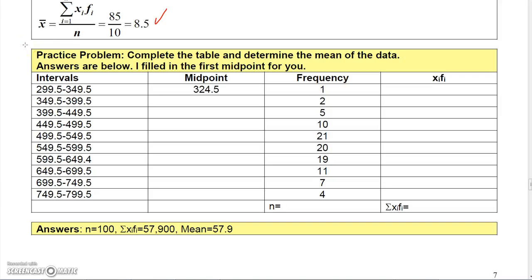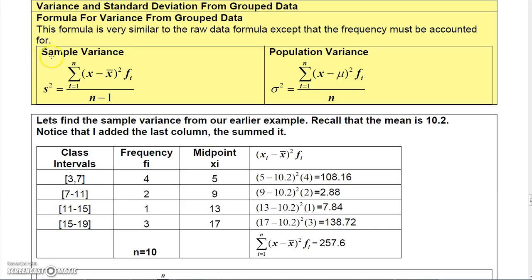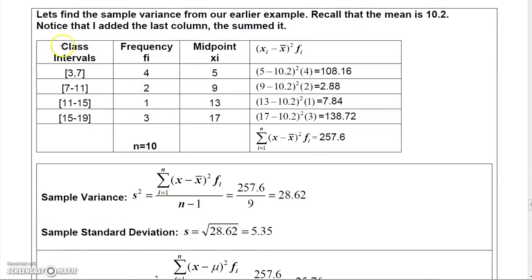Here's a practice problem that you can look at, and then you can freeze the video and try to work it yourself. I'm going to just do one example for variance and standard deviation on grouped data, and then you can look at the lecture notes for the rest. These are the formulas for sample variance and population variance using grouped data. Notice the frequency comes into play, and you'll see that when I do this example.